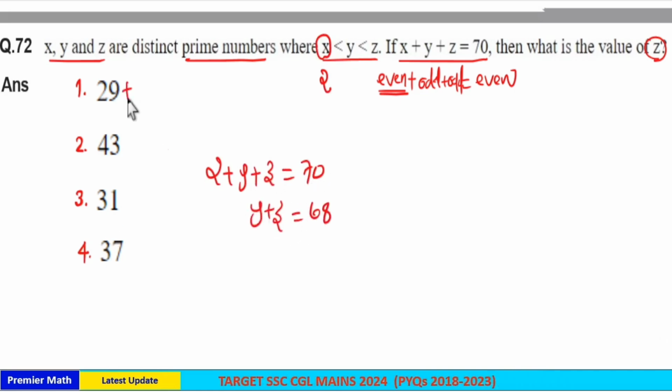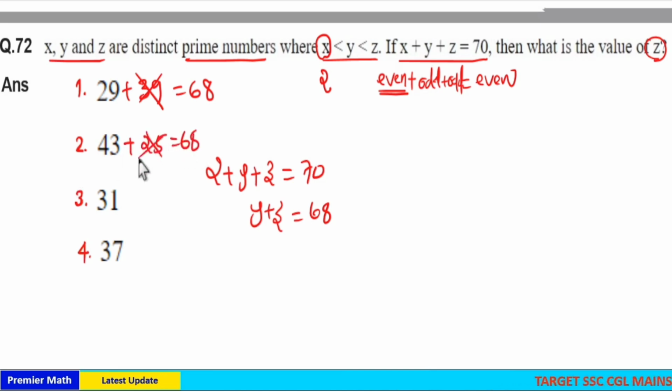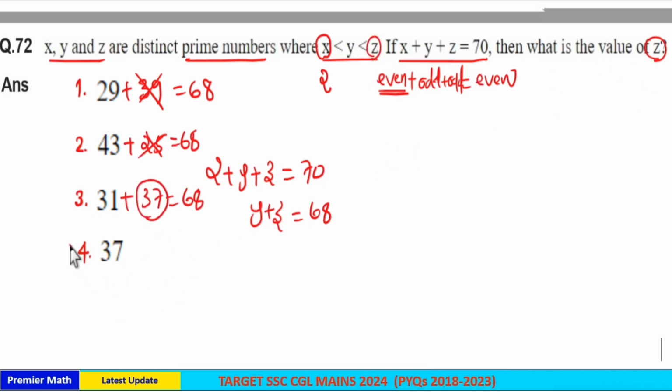If you check the options, 29 plus 39 is 68. 39 is not a prime number. 43 plus 25 is 68. 25 is not a prime number. 31 plus 37 is 68. But here 37 is the largest. Here z should be largest. So option 4 is your answer. z is 37.